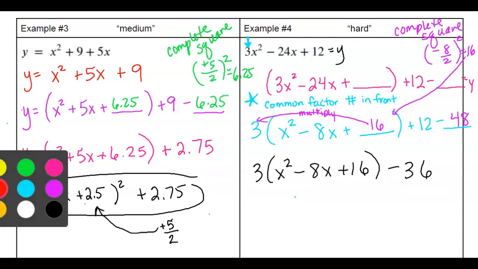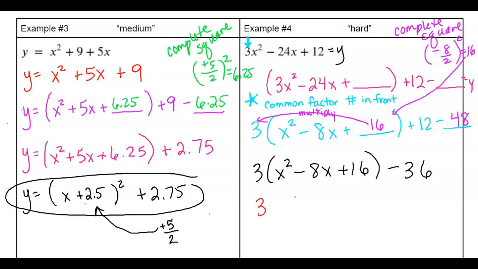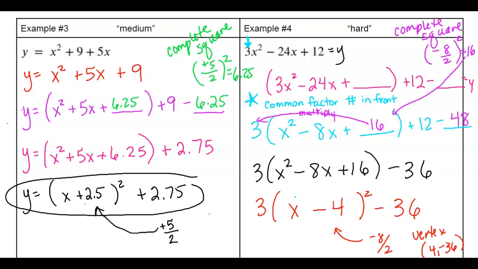Then our last step is to write this in factored form. So x squared minus 36, we get negative 8 divided by 2, which is negative 4. So our vertex would still be at 4, negative 36. It opens up, it has a vertical stretch because A is bigger than 1, and we are done.